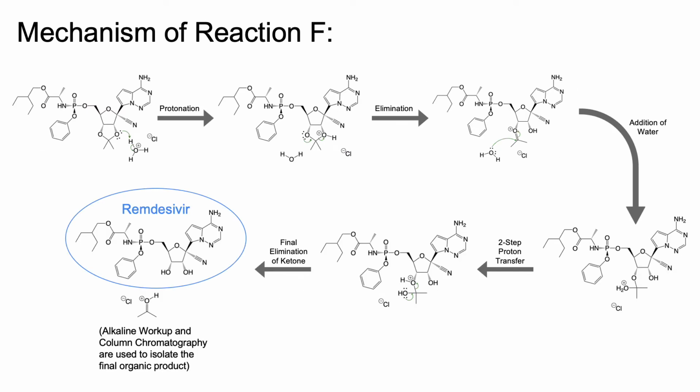On this slide, we have the mechanism for the deprotection of remdesivir. This is a typical ketal hydrolysis reaction that occurs with aqueous acid. It is good to note that the starting material is mixed with tetrahydrofuran, or THF, initially. This is done to fully solubilize the rather large organic molecule before hydrolysis occurs. After this reaction is complete, the mixture is worked up with base, and separation techniques are used to finally isolate remdesivir.